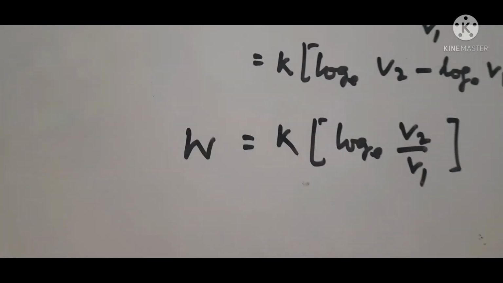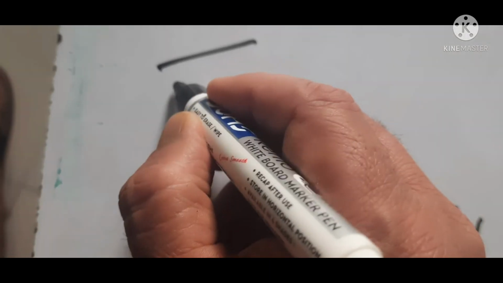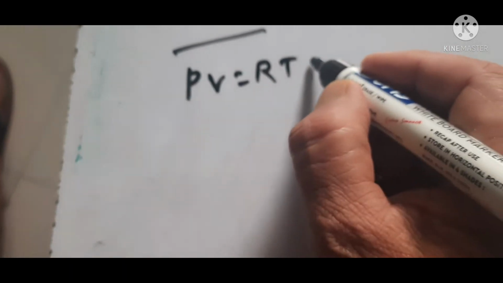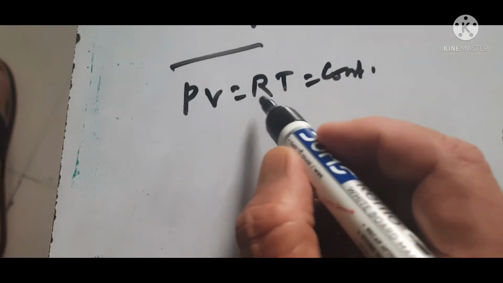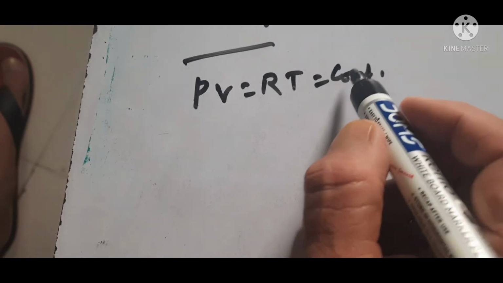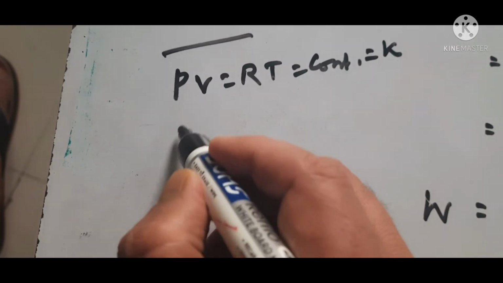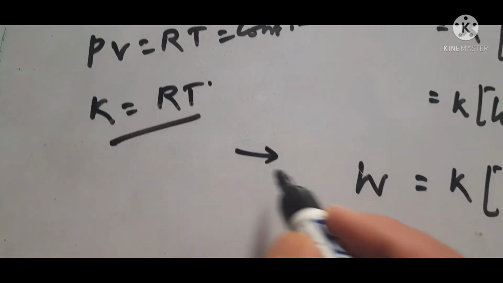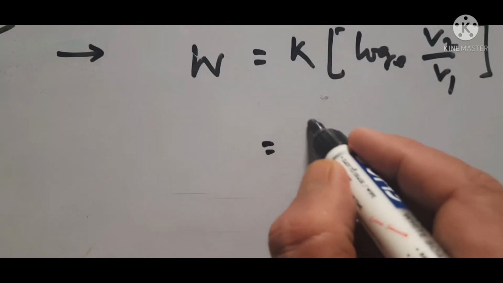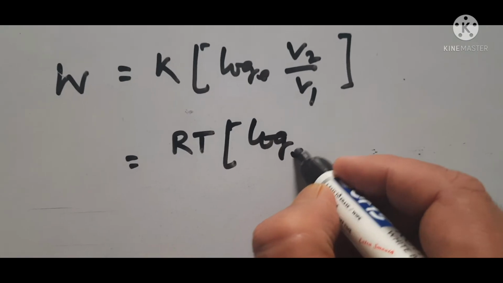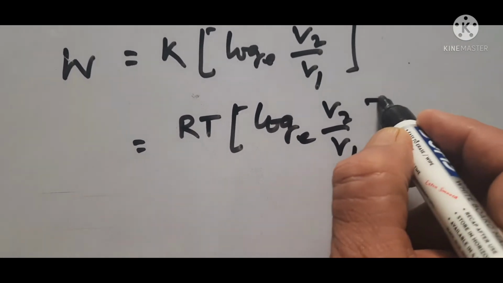Now in place of K, from the ideal gas equation, PV is equal to RT for 1 mole of gas. We know that this is constant for the isothermal process also. T is also constant, R is also constant. That constant we have written as K. So in place of K, I can write RT. So this value we are going to put here. So that is your RT within bracket log e V2 by V1.